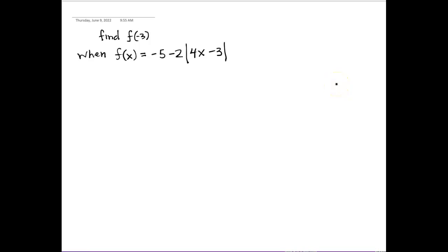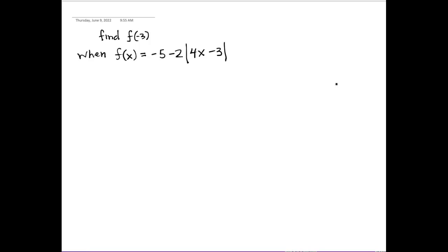Hello, I wanted to go through an example with you on being able to evaluate these functions when we have an absolute value in it. There's been quite a few students with questions on this, so let me see if I can give you some clarification on how to do this.